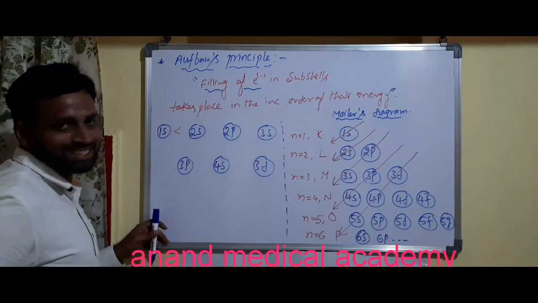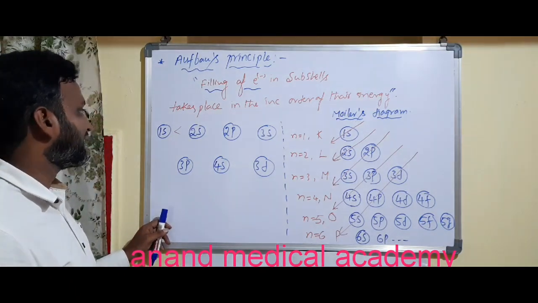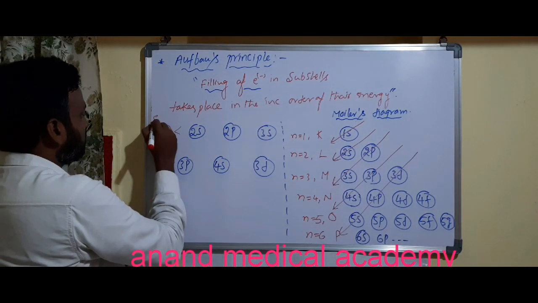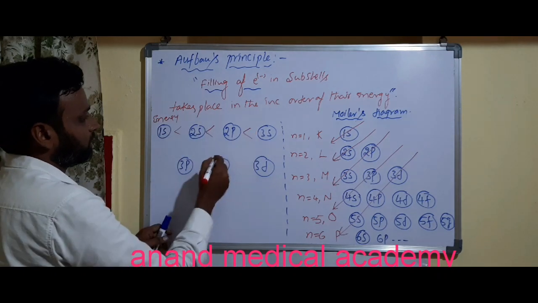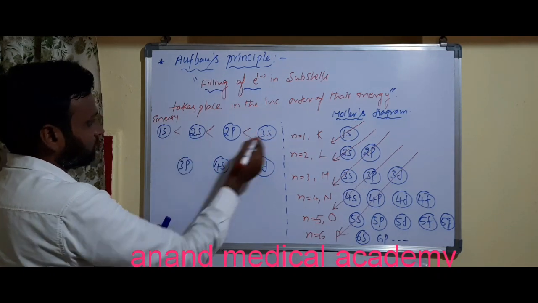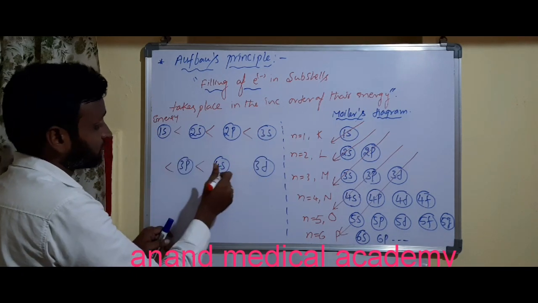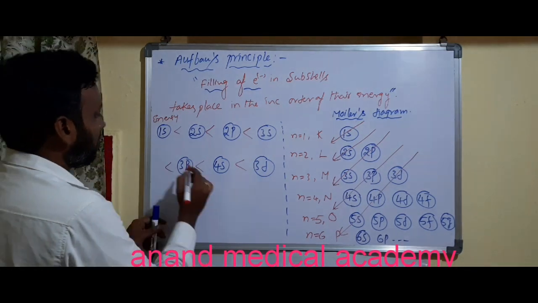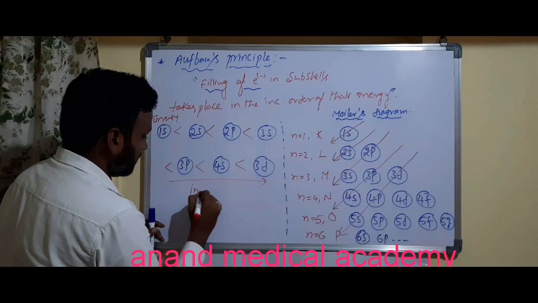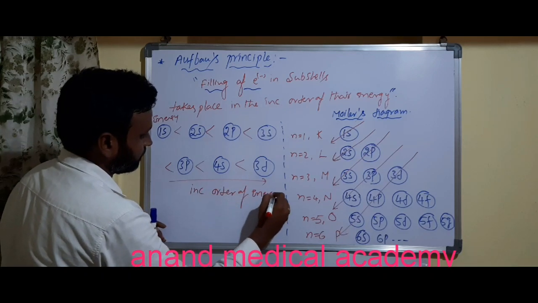1s has less energy, because I know, you also know, n plus l values will decide energy. So 1s is having less energy. Next 2s. Next 2p. Next 3s after 2p. After 3s comes 3p. 3p has more energy. Next 4s. Next 3d has high energy. So you have to fill electrons in the increasing order of their energy.